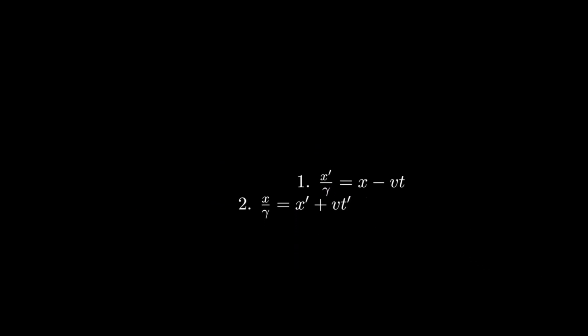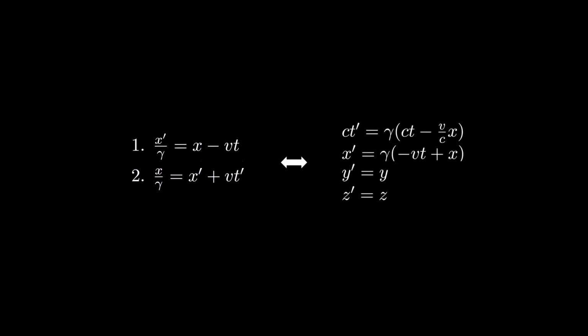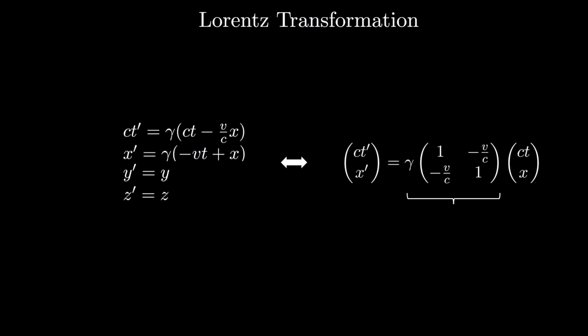All that's left to do is plug equation 2 into equation 1 to also get t prime as a function of the coordinates x and t of system A. I leave it as an exercise for you to show that it is equal to the following. This is the Lorentz transformation. For any event, we can now calculate its coordinates from the point of view of literally any other observer. It can also be rewritten as such, where this matrix is called a Lorentz boost.